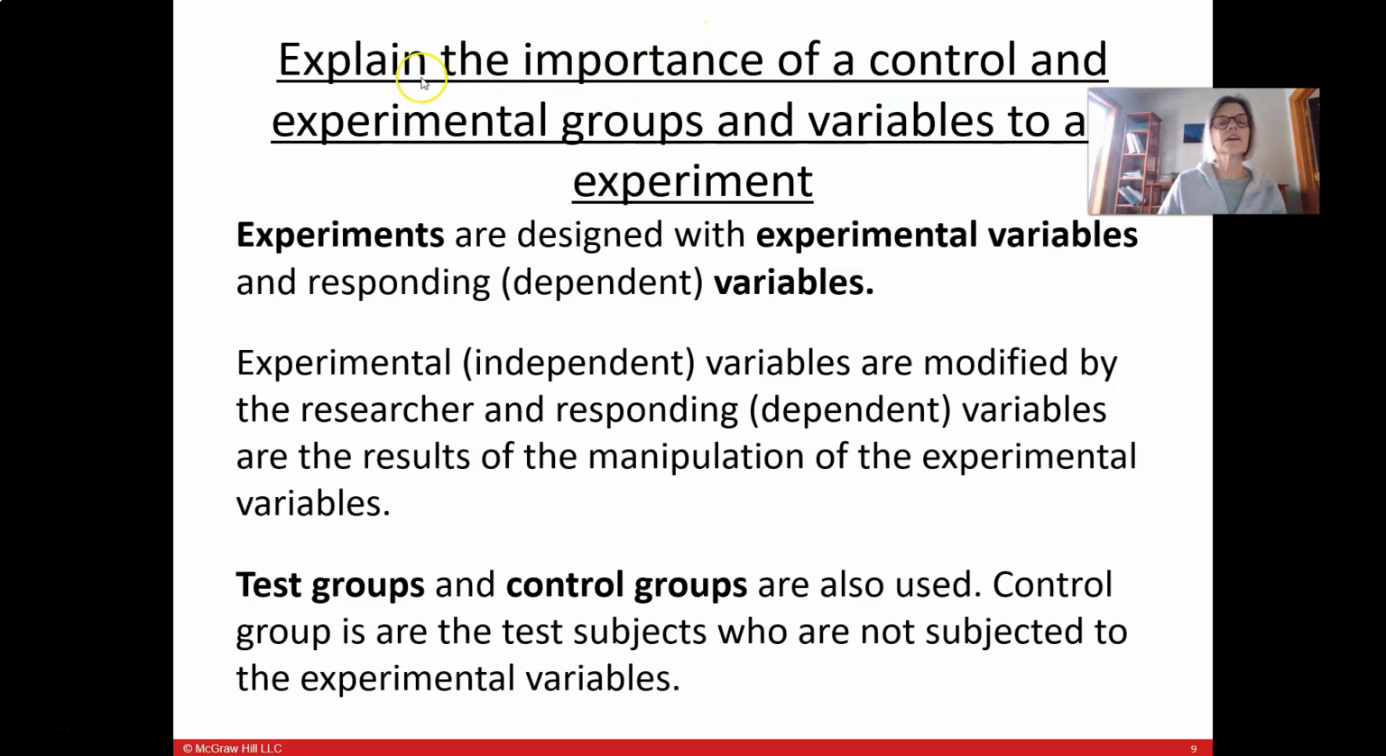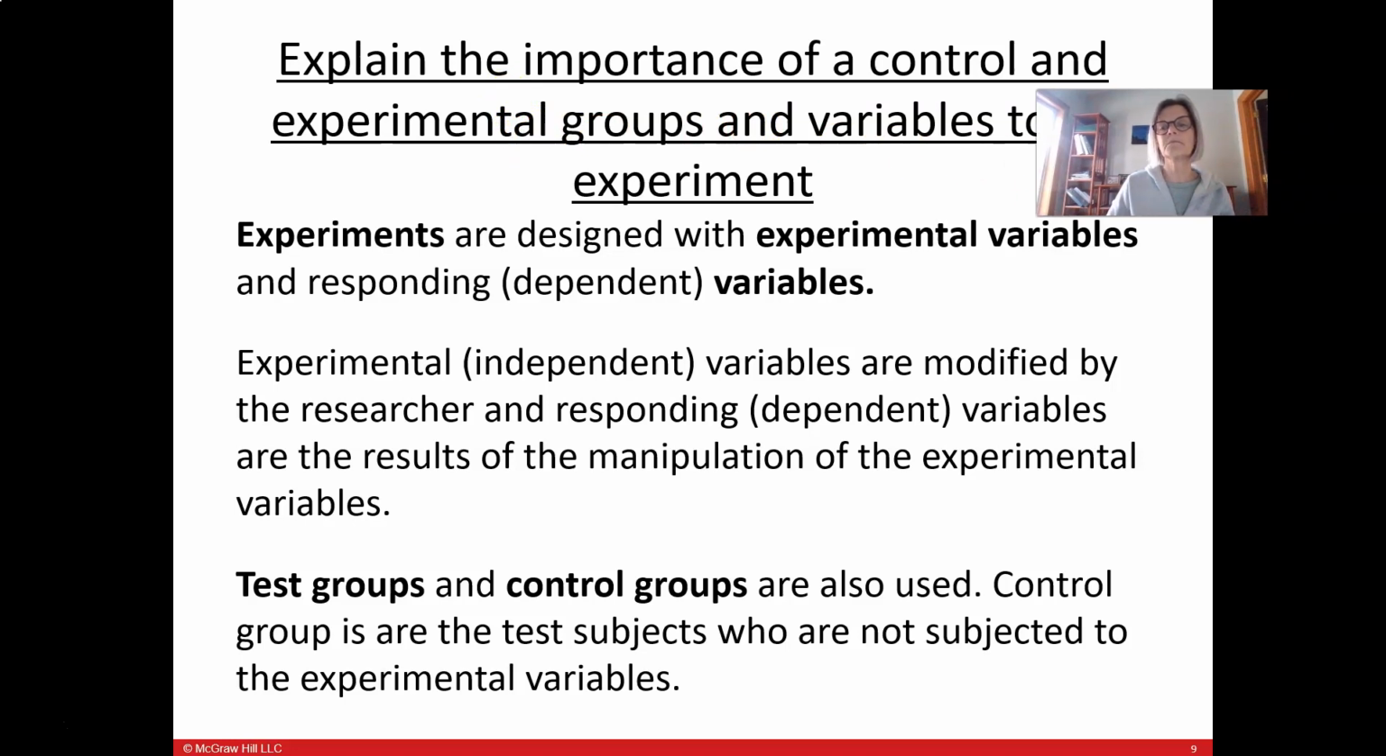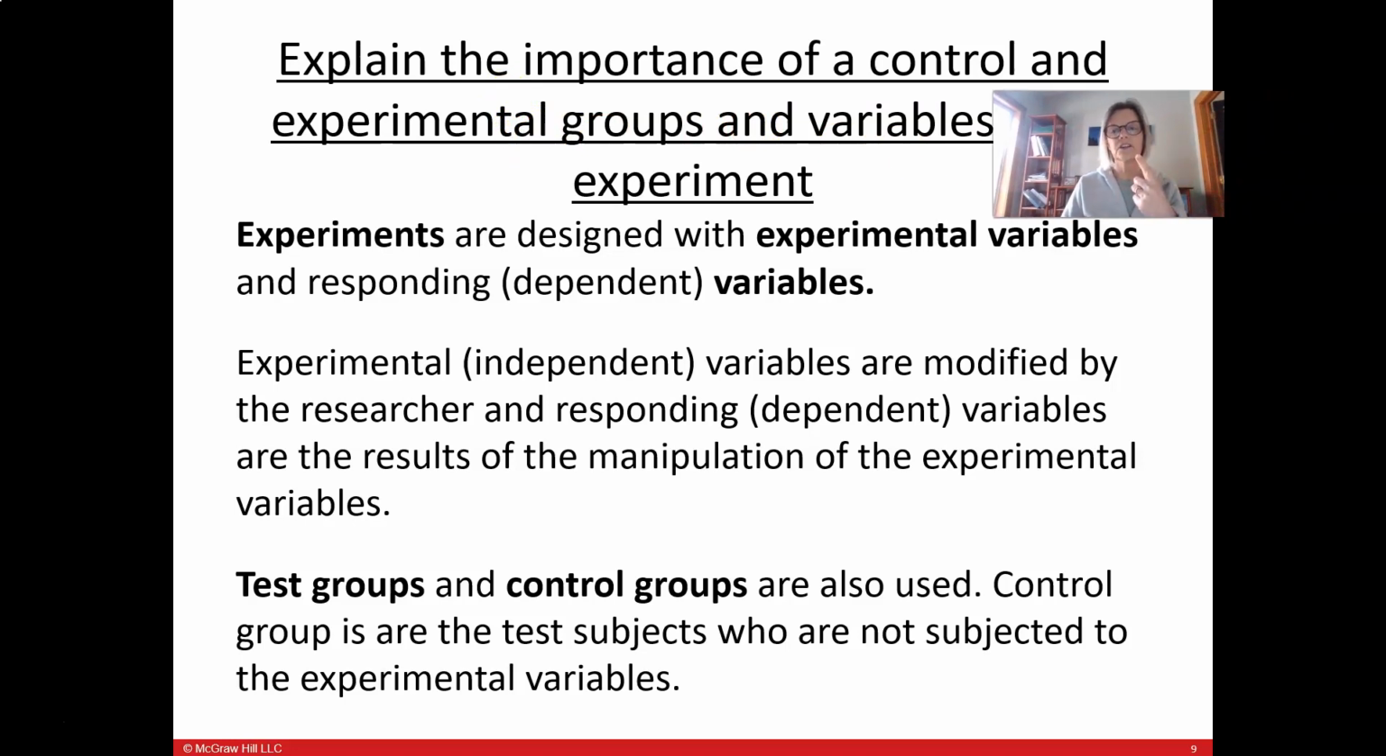The next learning outcome I have right here: explain the importance of control and experimental groups and variables to an experiment. So we talked about an observation, and then we went to a hypothesis. Now in the scientific method, the next thing we're going to do is create an experiment. And to create that experiment, we need variables.